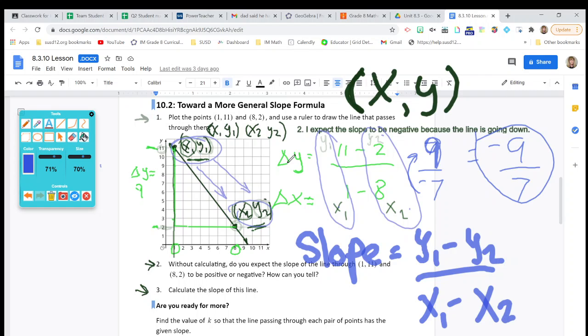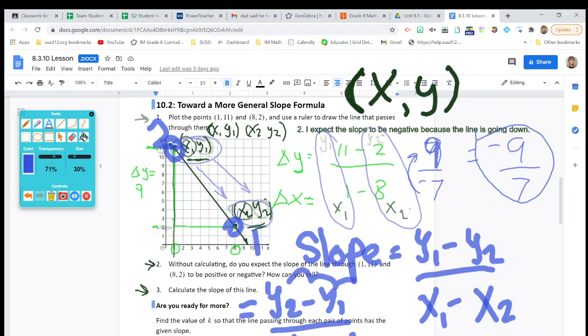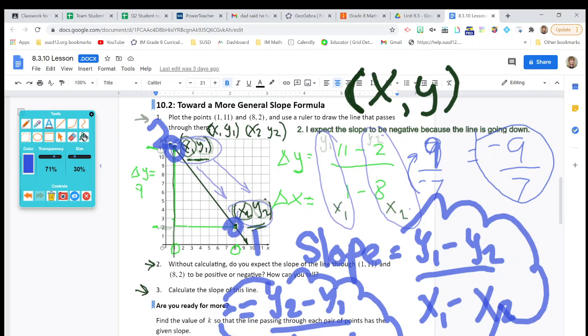And guess what? What if you wanted to say that this is 2 and this is 1? What if you switch the points around? It says y1 minus y2. What if you want y2 minus y1, and you want x2 minus x1? Yes, you can do it that way as well. Both of these give you the same value for slope.